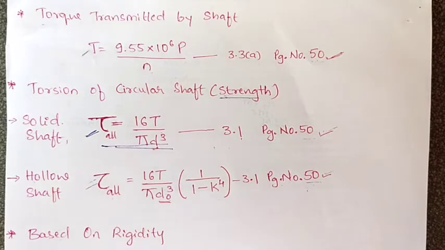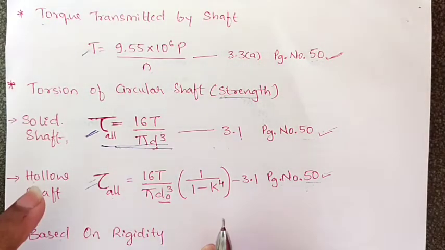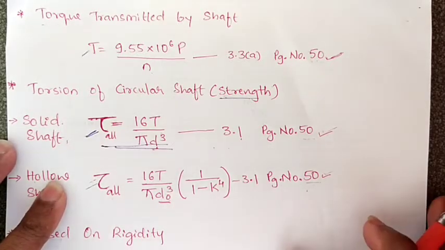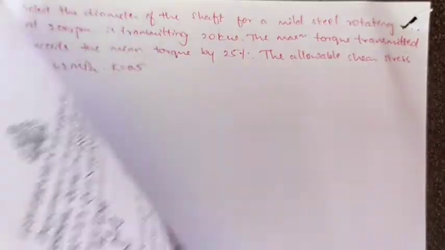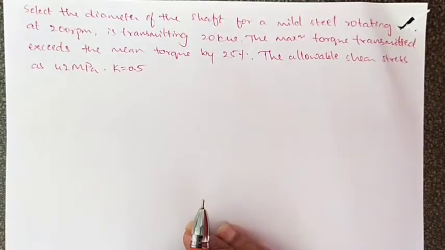In that, always the K value will be given. K is nothing but inside diameter by outside diameter. We'll take one problem on that, and then you will easily understand. So this is the problem statement.